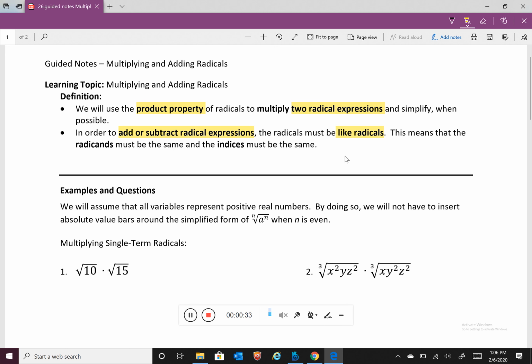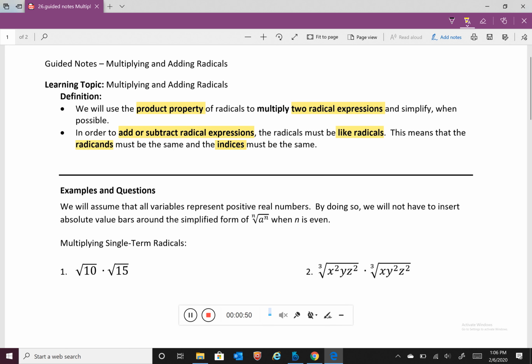So like radicals means that the radicands must be the same, so the bases must be the same, and the indices must be the same. The roots must be the same.